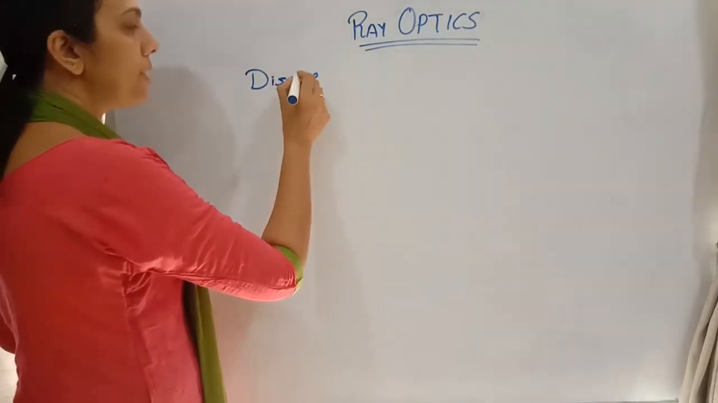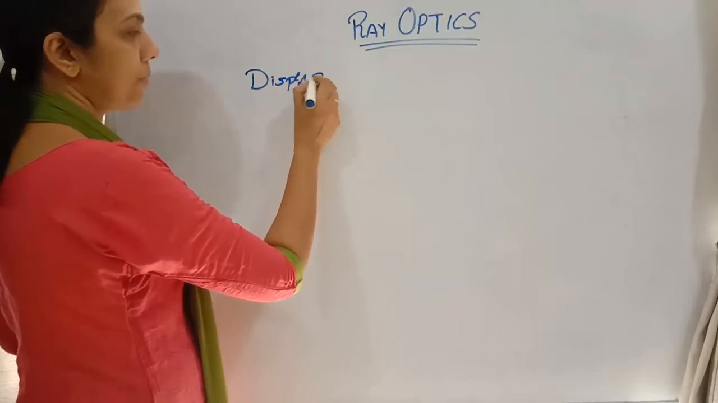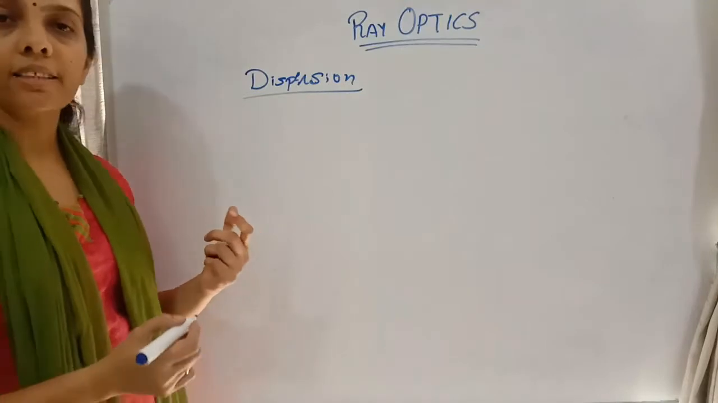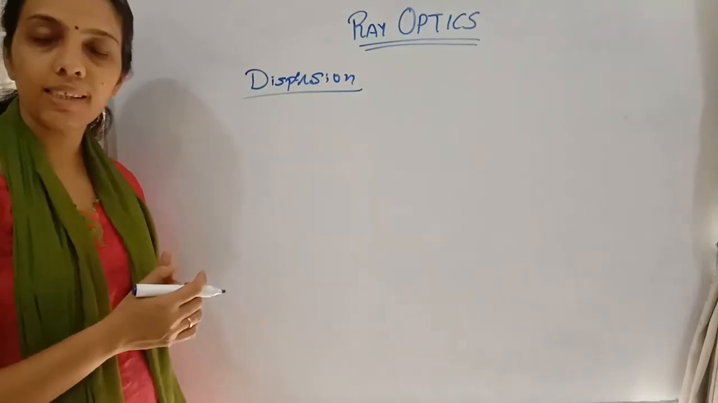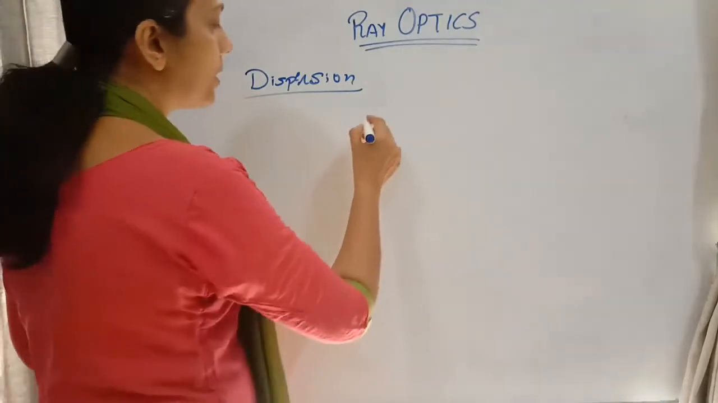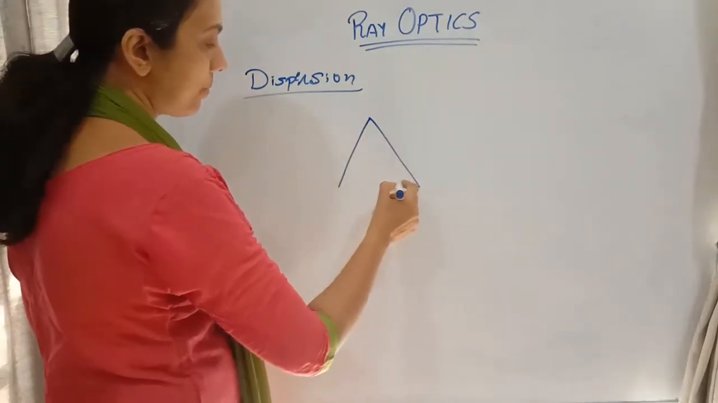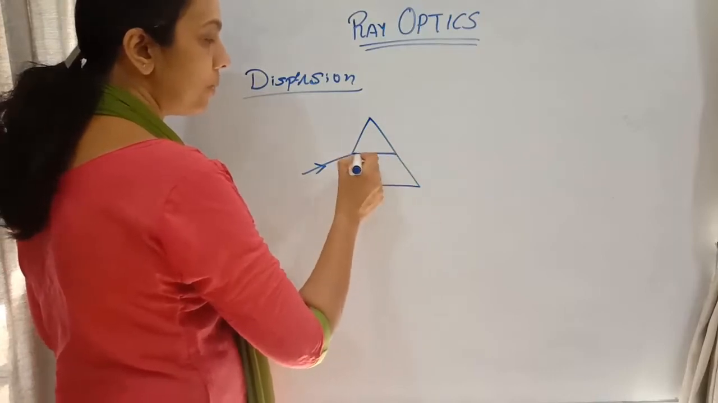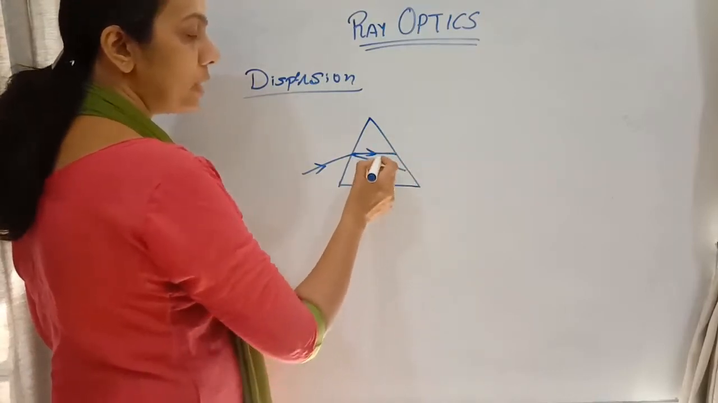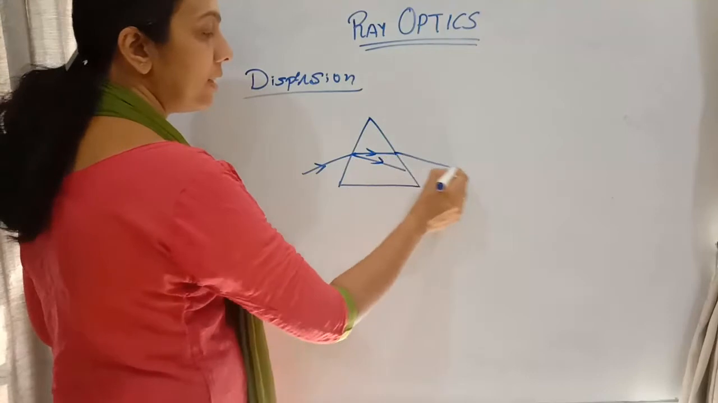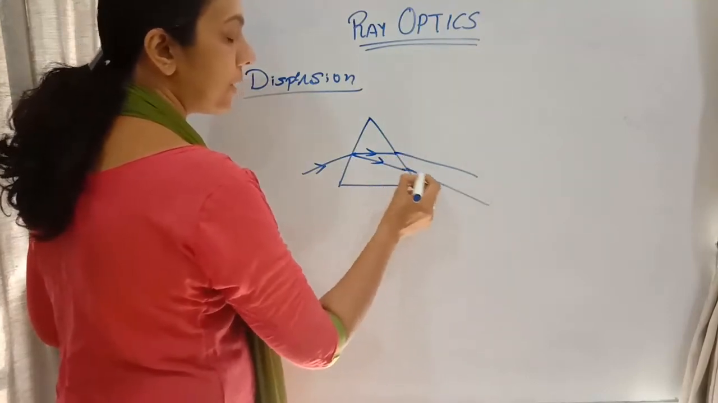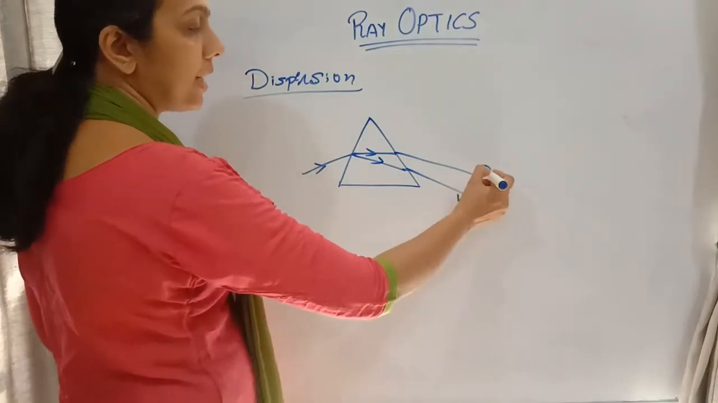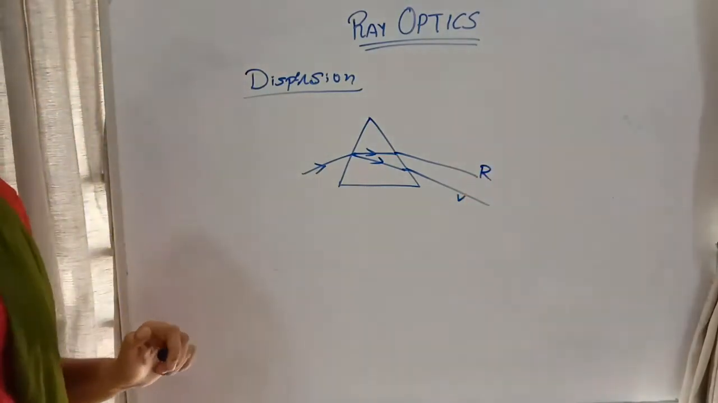What is meant by dispersion? Splitting of white light into its component colors is called dispersion. So this is a glass prism. When white light is incident on it, it will divide it into its component colors. Here we can see violet will be the most deviated ray and the red will be the least deviated ray.